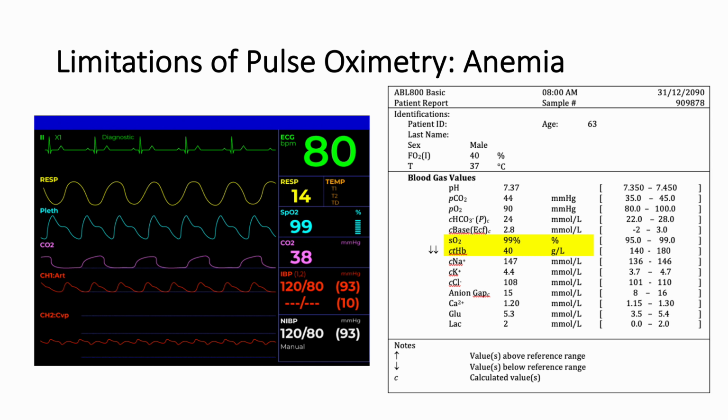To state this a different way, pulse oximetry, while extremely helpful, only tells us about the percent of hemoglobin saturated with oxygen and gives us absolutely no information about a patient's hemoglobin concentration, thus falling short on estimating oxygen carrying capacity in anemic patients.